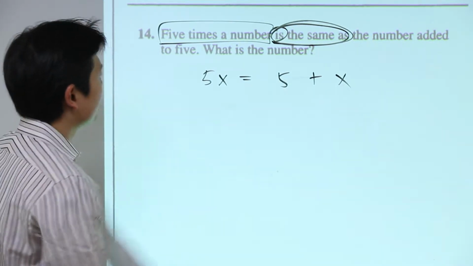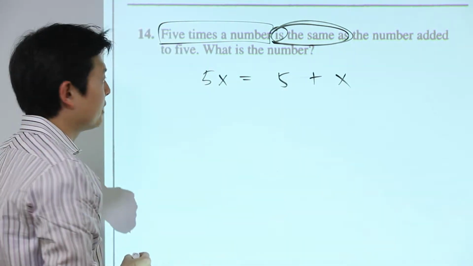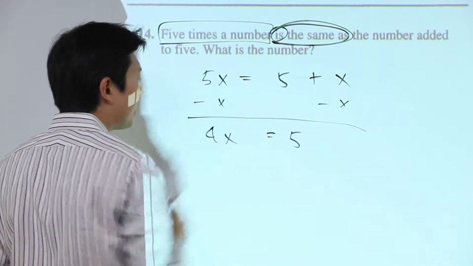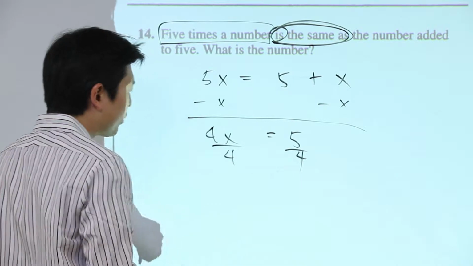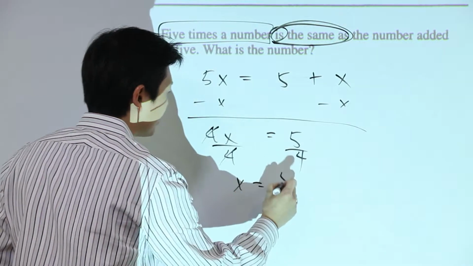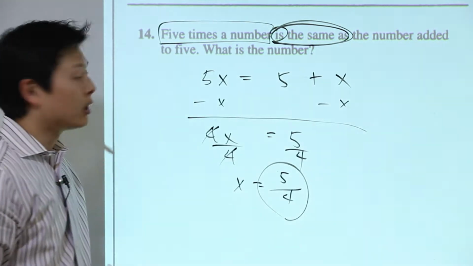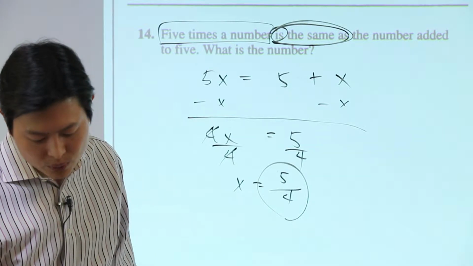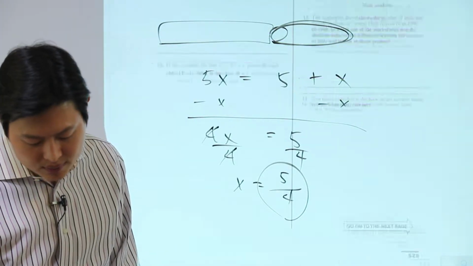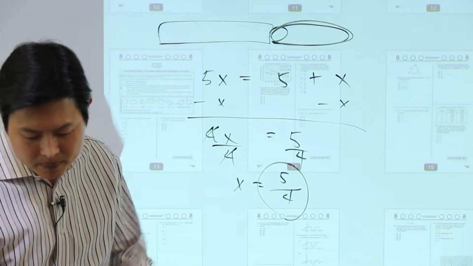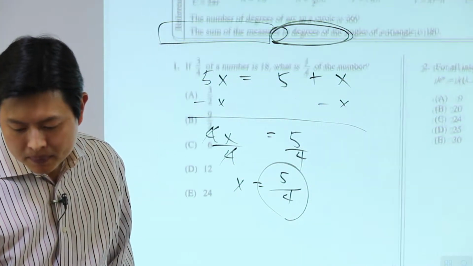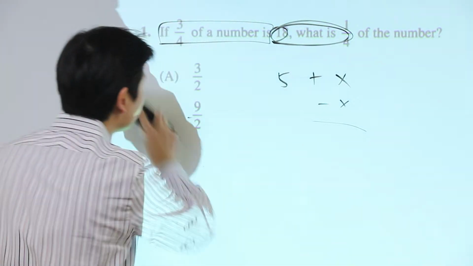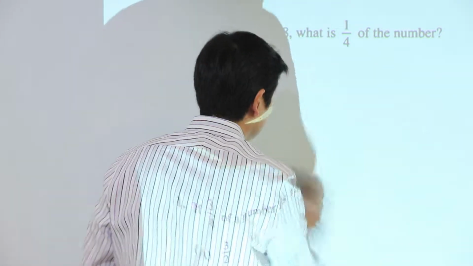What is the number? So all I do is combine the x's, right? Get the x's together by subtracting x on both sides. I get 4x is equal to 5, and finally I divide both sides by 4 to get rid of this. X therefore equals 5 over 4 for number 14. Let's do one more in this test. We're going to go to section 8, number 1. We'll do this one and we'll take a break.